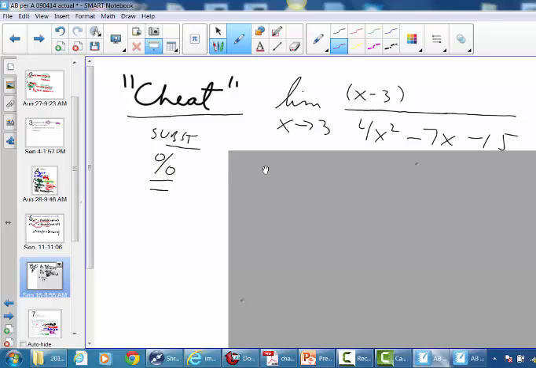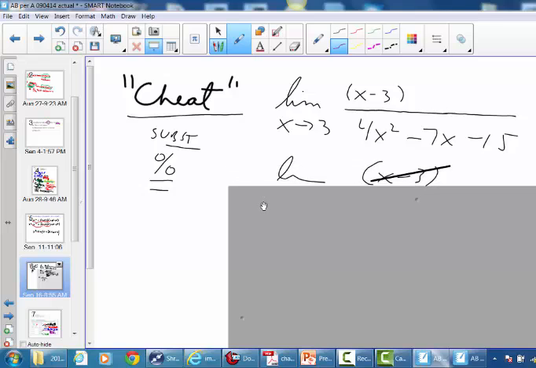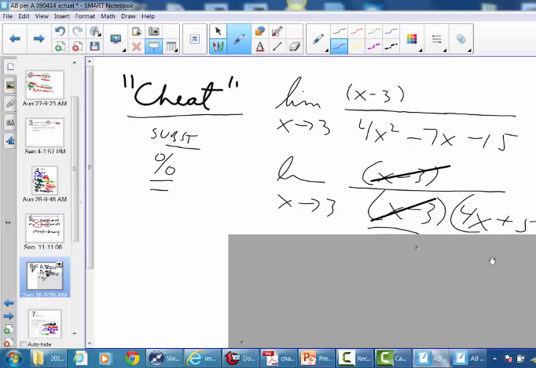So if you establish that you have 0 over 0, then keep in mind that the reason the numerator is 0, of course, is because the numerator has a factor of x minus 3. Well, obviously, if the denominator is 0, that means that this denominator must have a factor of x minus 3 as well. So if you write the x minus 3 down, it makes it easy to factor this.